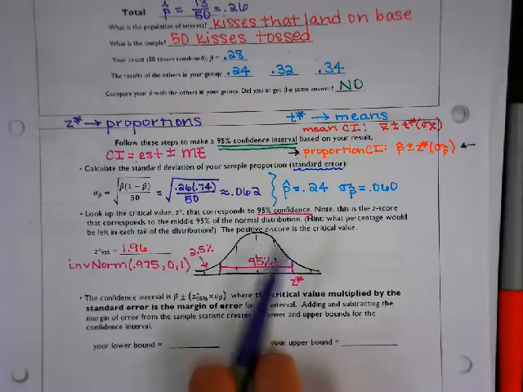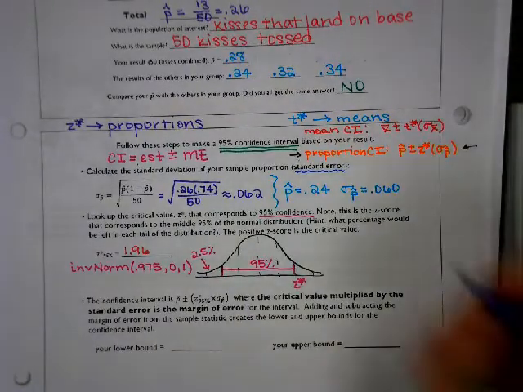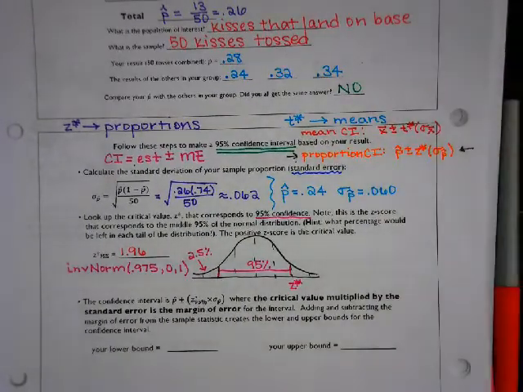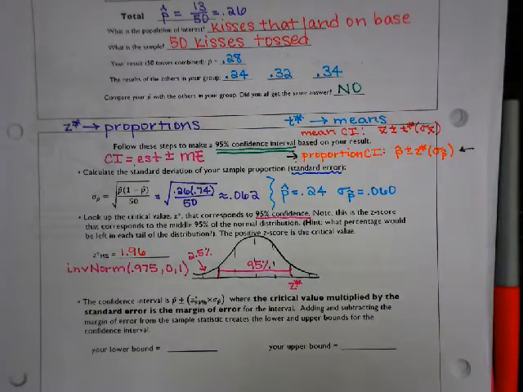We're in chapter 8. Why do we say Z-score? Because that's what they call Z-star now. Z-score, Z-star, same thing. It's the critical value.